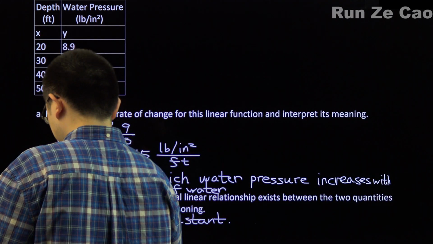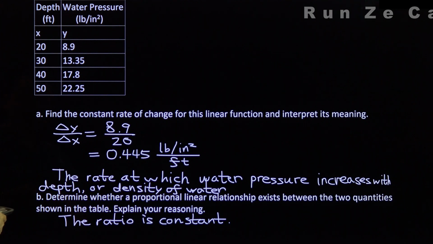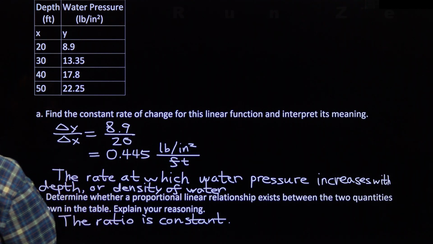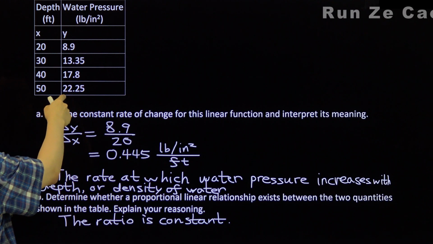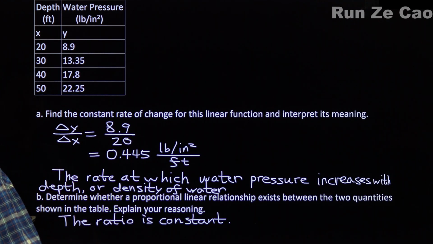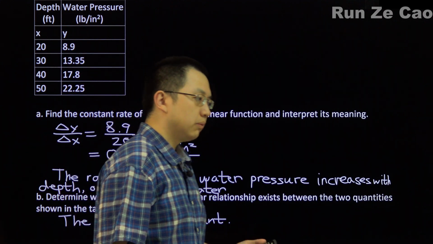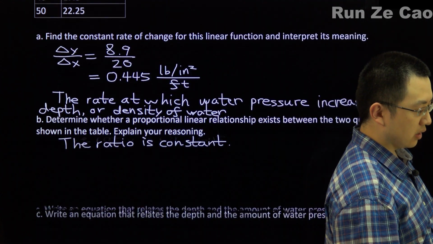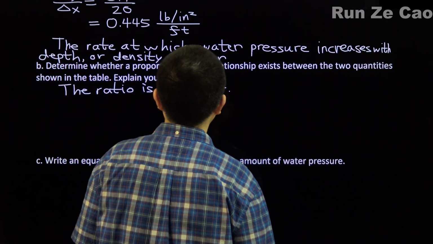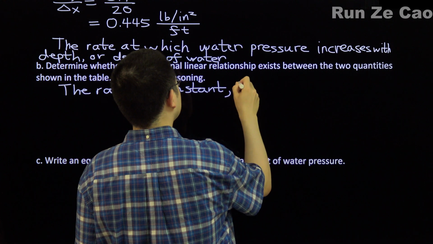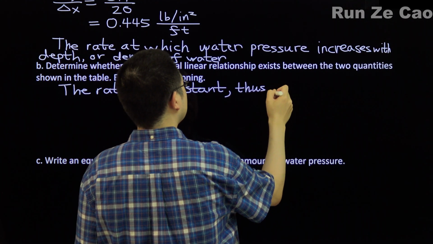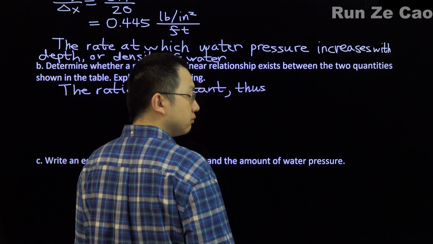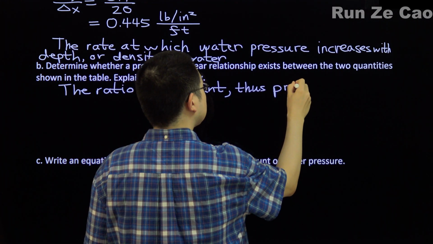Okay, 13.35 divided by 30 is 0.445, okay. 22.25 divided by 50, that's 2.225 divided by 5, or 0.445. Yeah, okay, the ratio is constant. So, thus, it's proportional.